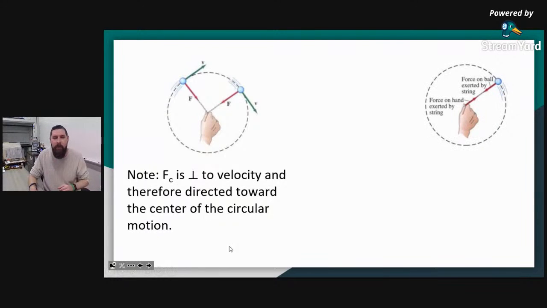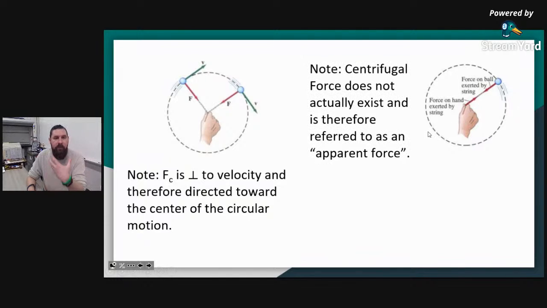Secondly, the last bullet point from the previous slide is, again, this idea of getting rid of centrifugal force. I've got a force exerted by my hand on that string to keep the ball in circular motion, and therefore I get a force on the ball exerted by the string. This is your action-reaction pair. Okay? So centrifugal force does not actually exist, and we actually do refer to this as an apparent force. So don't be surprised if you see centrifugal force in your physics textbooks, but your textbook should be very clear that it does not actually exist, that it's an apparent force.